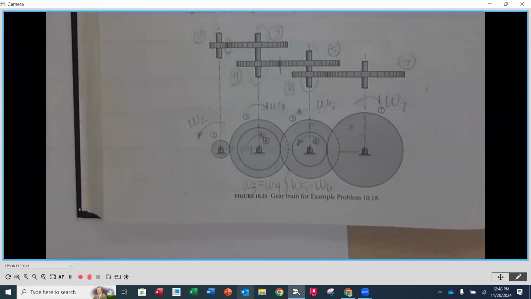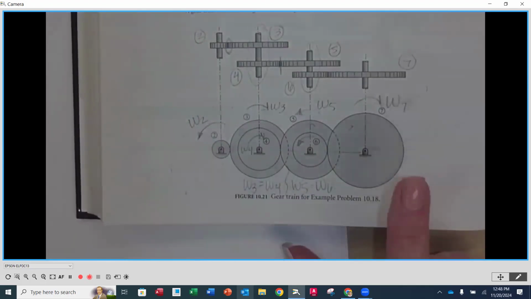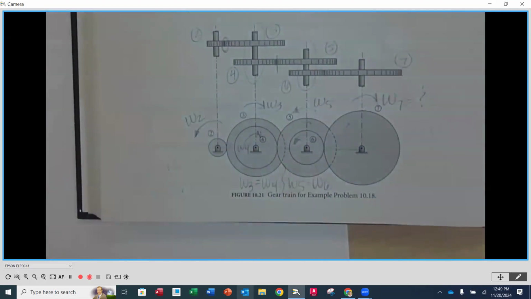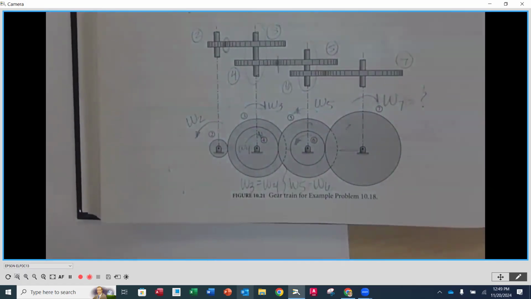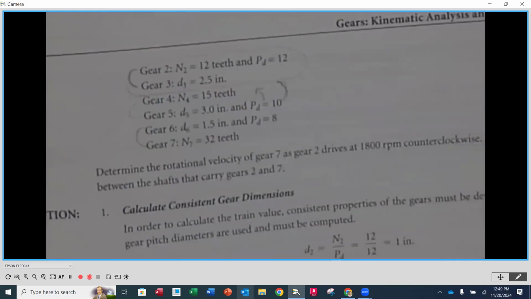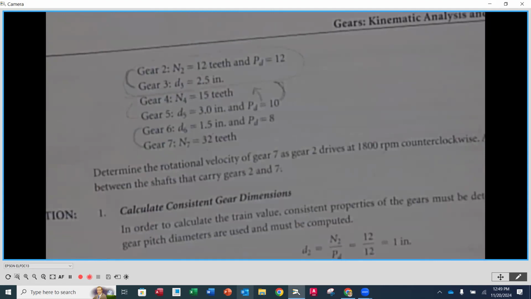All right. So we need to find out, if W2 is going counterclockwise at 1800 RPM, we already know its direction, but now we have to find out how fast is that going? What is W7? What is its angular velocity in RPMs? Now, we do know some information about these gears. We know that, and this is what they're giving us, gear 2 has a number of teeth of 10 and has a diametral pitch of 12. And then we know that the pitch diameter of 3 is 2.5. Okay. D3, that's pitch diameter, not diametral pitch.